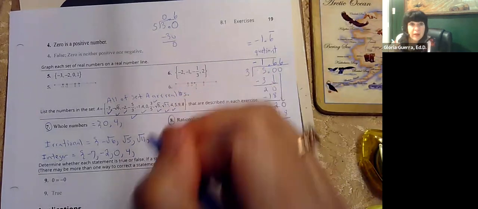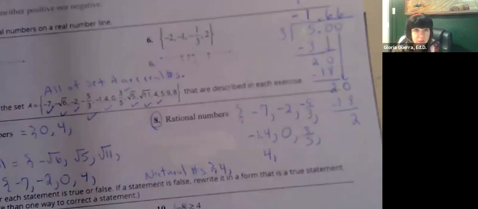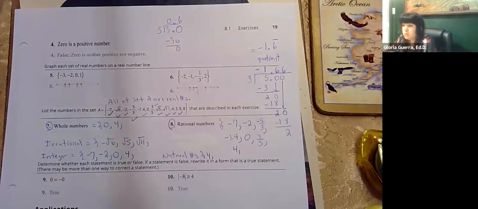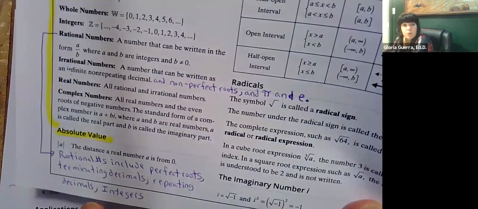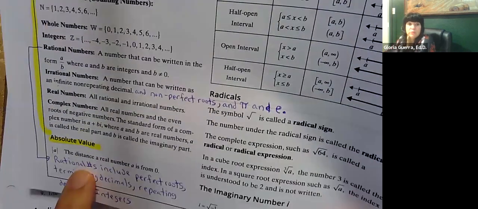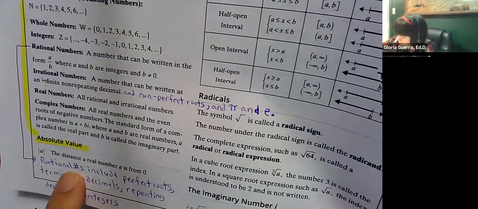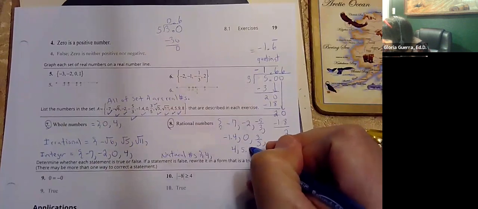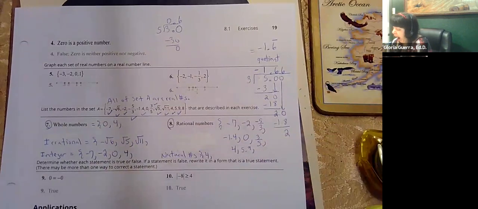Okay, 5.9 is the next one. Let me increase it. 5.9 is a terminating decimal. So terminating decimals are rational. So I'm going to put 5.9 under rational. But then that's it. It's real and then rational.